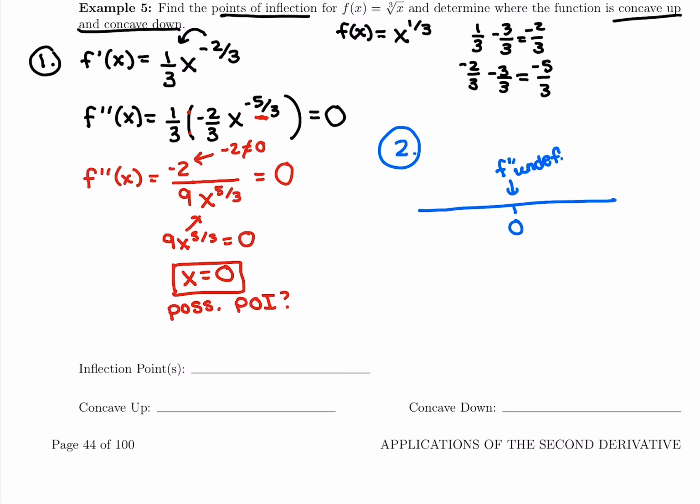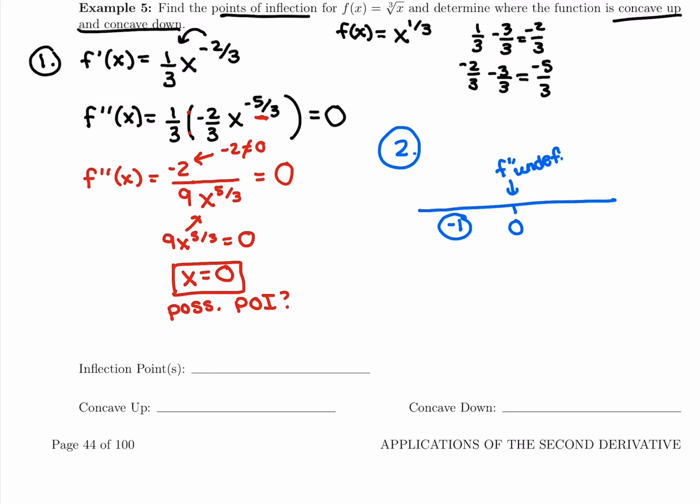It's only an inflection point if concavity changes, and it also has to be a point on the graph. Like if there's a vertical asymptote there, it doesn't matter if concavity changes. It won't be an inflection point. So let's see. We want to plug in a number before 0. I can choose anything I want to. Maybe I'll just choose negative 1.